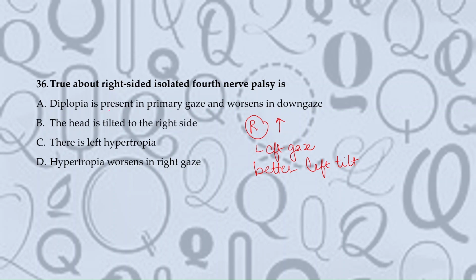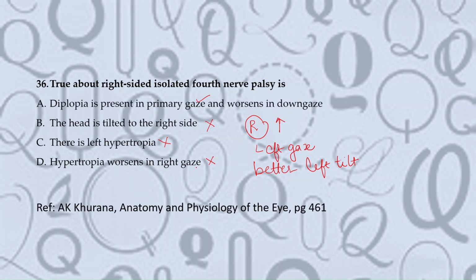Okay, so diplopia is present in primary gaze. Yes, it can be present, and the diplopia is usually vertical and it worsens in down gaze. Correct. So this is right. The head is tilted to the right side. No, the head is tilted to the left side. There is left hypertropia. No, there is hypertropia of the right side, because of the unopposed action of the right inferior oblique. Then hypertropia worsens in right gaze. No, worsens in the left gaze. The right answer here is A.